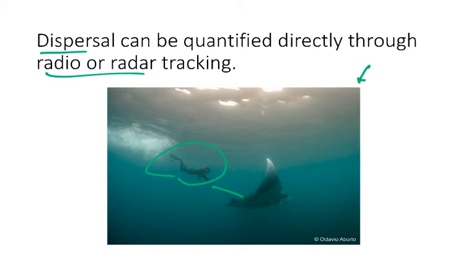So when we're quantifying gene flow, quantifying dispersal through radio or radar tracking is one way to do it. Like I said, these trackers are really expensive, and it's hard to get them on these animals. So often in molecular ecology studies, we're quantifying gene flow through molecular methods, which is what we'll cover in the next video.